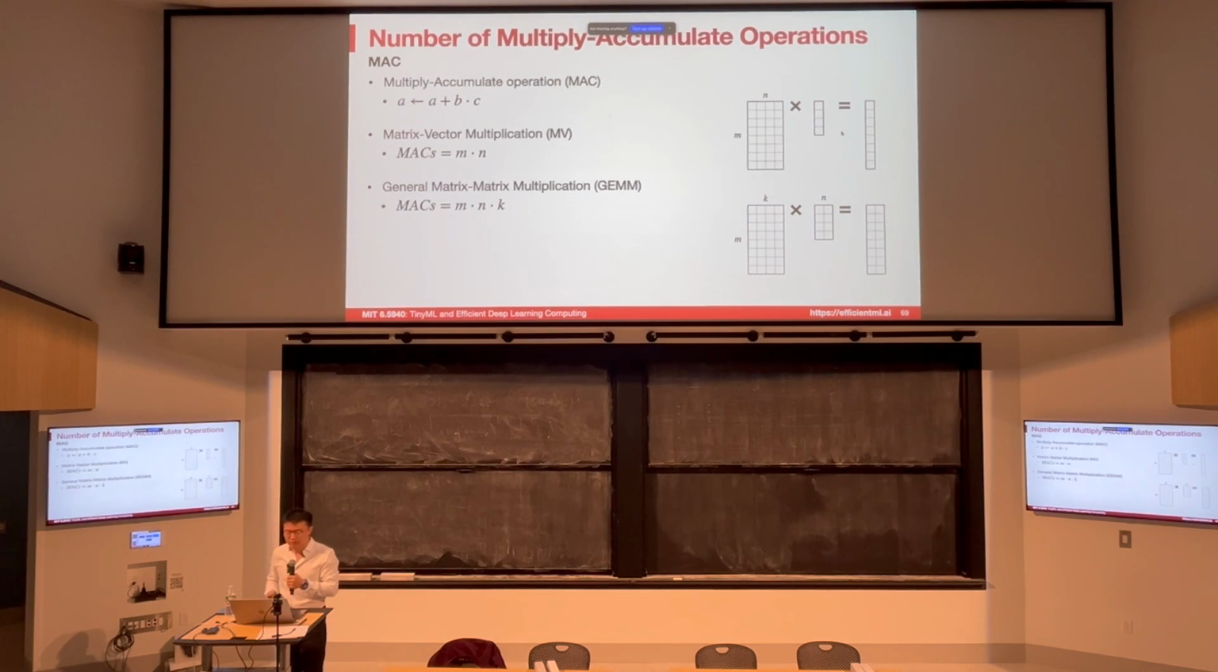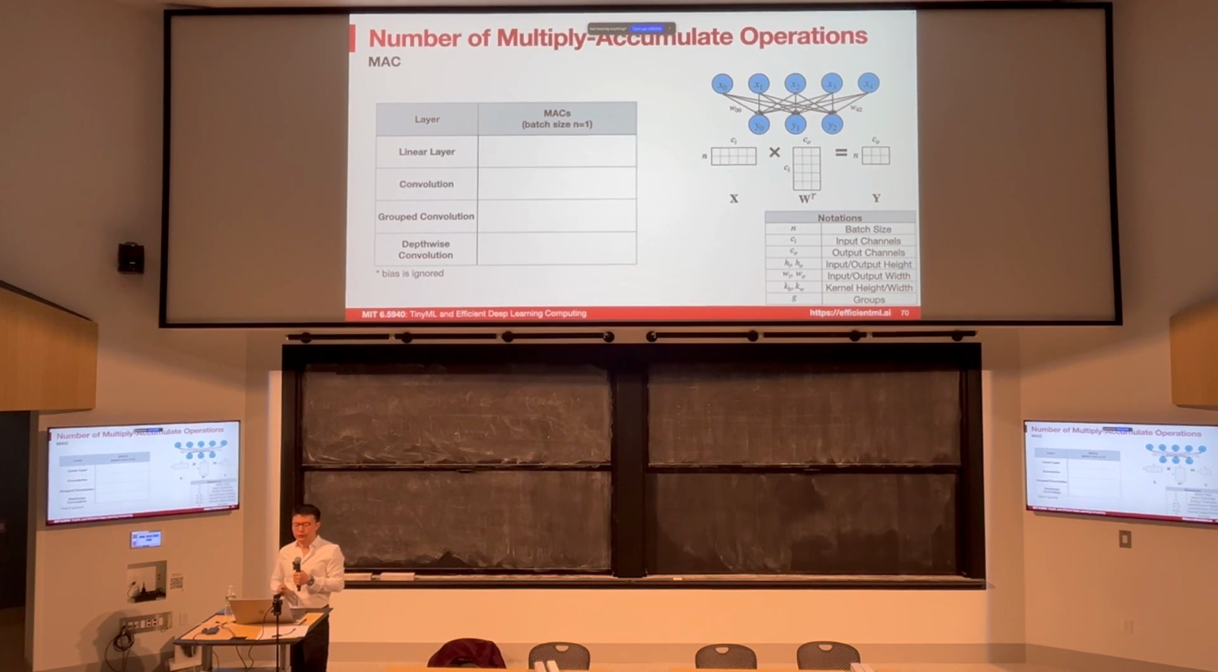What about matrix multiplication, short for GEMM, general matrix multiplication? On the right-hand side, we have an M by K matrix times a K by N matrix, and produce an M by N output. In order to calculate each output, we need K MACs. So altogether, we need M times N times K MACs.